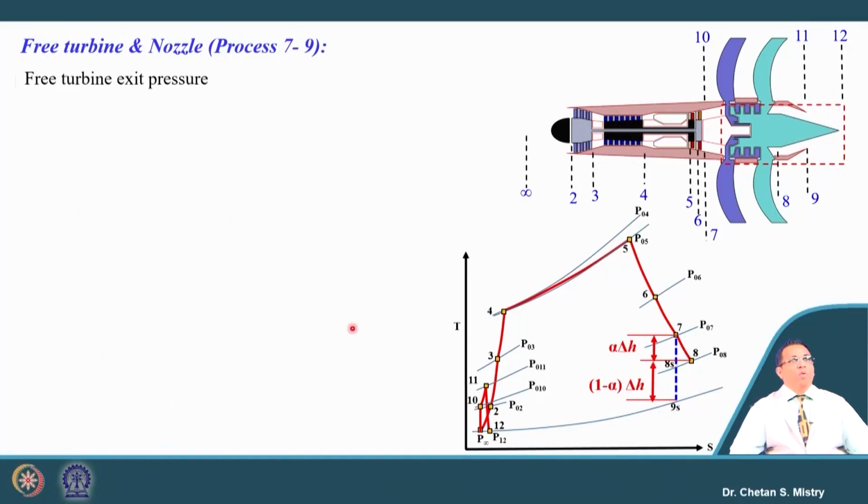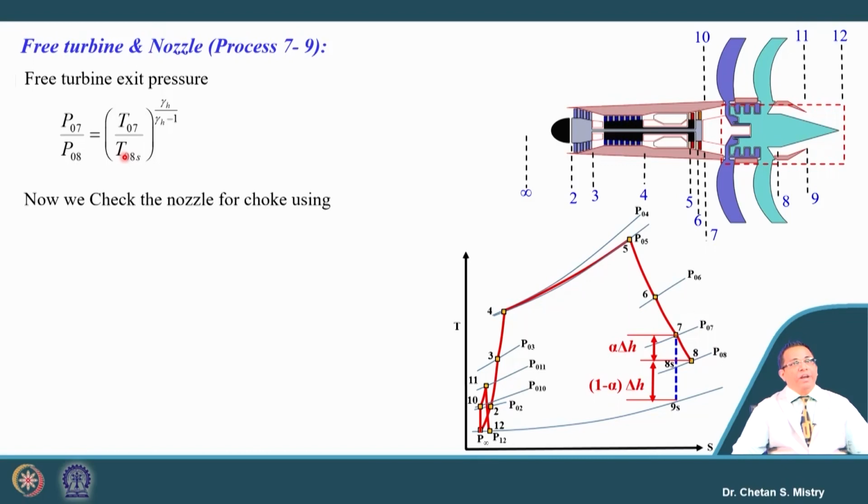Now, the next thing we need to calculate is the outlet pressure from the free turbine. That we can write down with this formula, because we have information on isentropic expansion from 7 to 8S. We have calculated the temperature at station 8S. We can straightaway calculate the pressure at the exit of the free turbine.